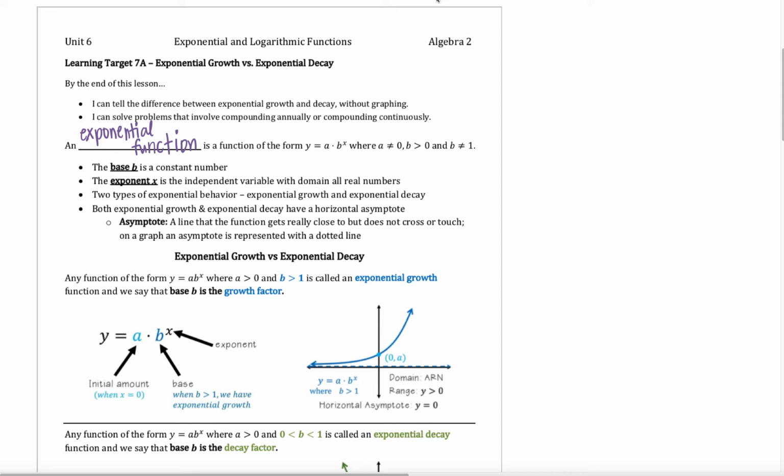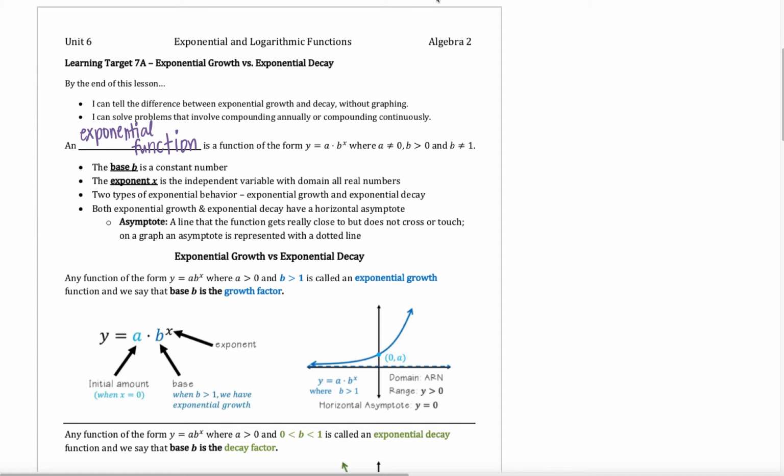At the beginning of Unit 6. Unit 6 is all about exponential and logarithmic functions. And this unit is going to lay the foundation for a lot of concepts that you are going to see in later math courses, including the relationship not only between what an exponential and logarithmic function is individually, but the relationship that the two have together. So let's start with learning target 7a.